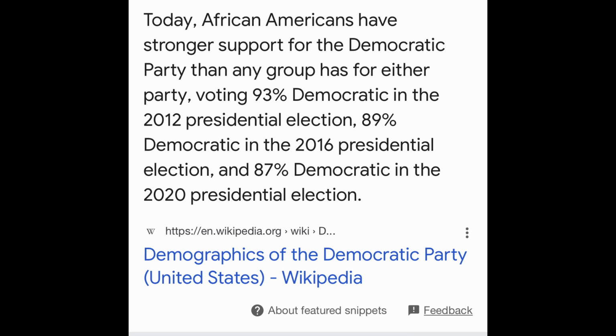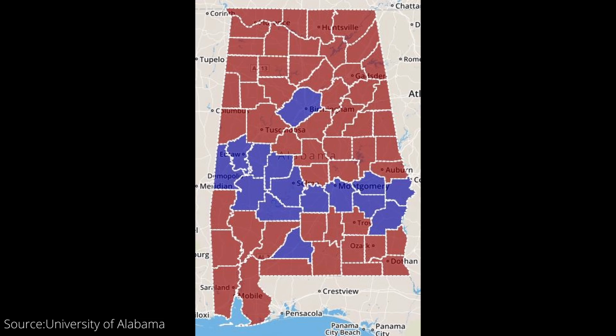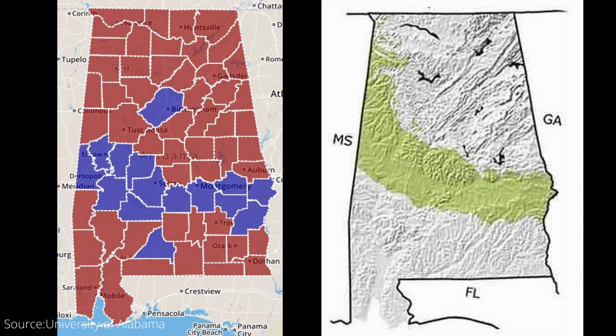So if we look at an Alabama election map, to this day, this entire belt going across the center of the state are all blue counties voting Democrat. Now, if you look at a map of Alabama during the Cretaceous period and then compare that to this Alabama map today, they are almost identical. This is a direct correlation between the coastline 100 million years ago and the election results of the state today.